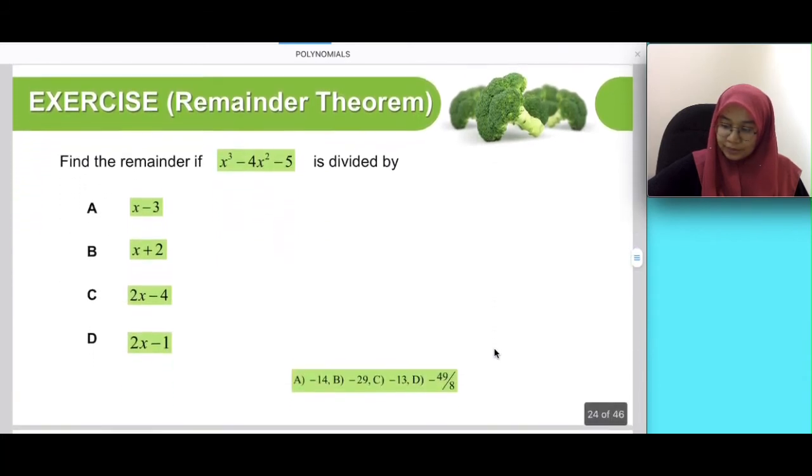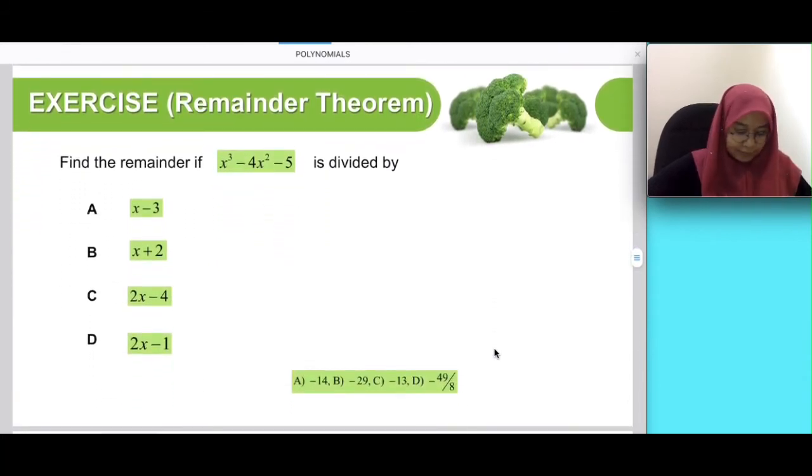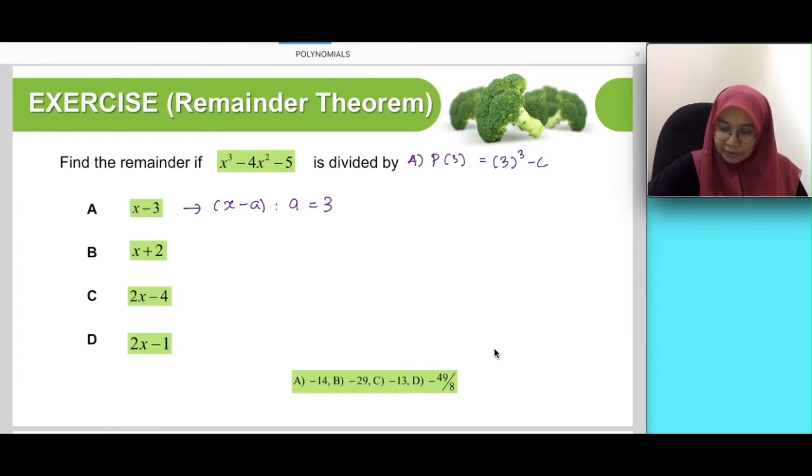Okay, let's try to do the exercise. Find the remainder if x cubed minus 4x squared minus 5 is divided by x minus 3. Okay. A, x minus 3. So x minus 3 compared with x minus a. So you will get a is equal to 3. Okay, then you substitute 3 into the P(x). So P(3) is equal to 3 to the power of 3 minus 4 times 3 squared minus 5. So you will get here negative 14. So this is the remainder for A.